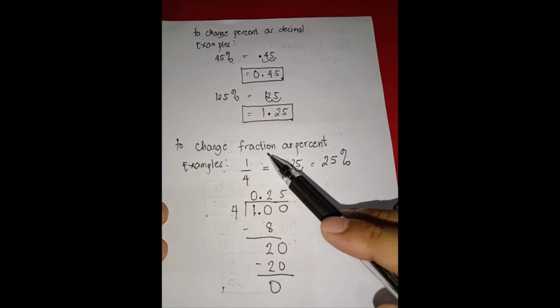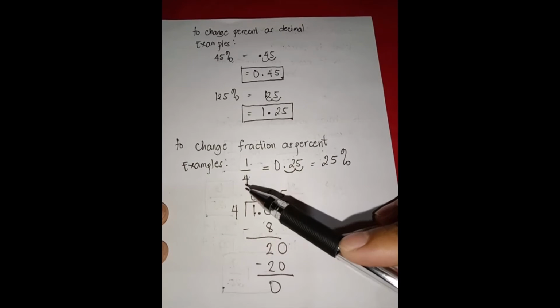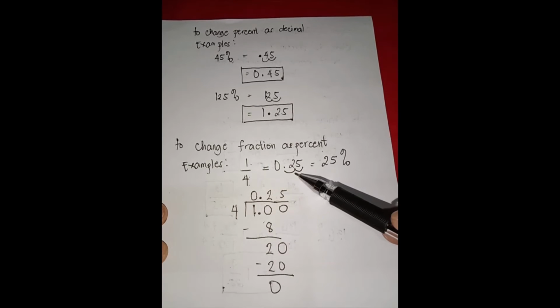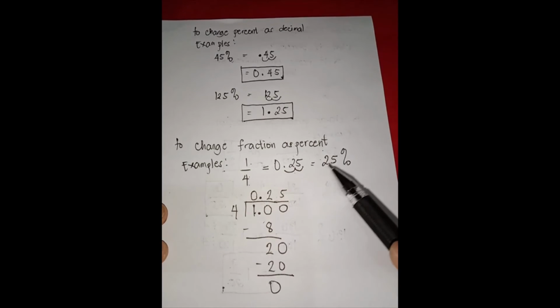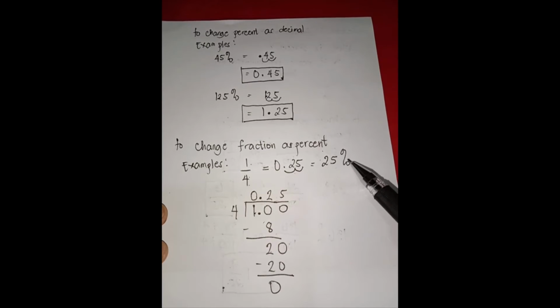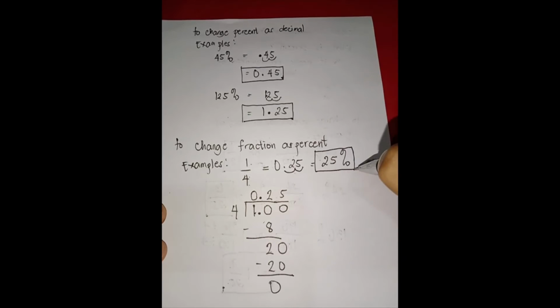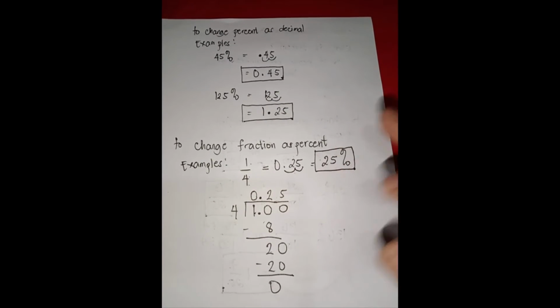So, to change a fraction to a percent, first, divide the numerator by the denominator. This is the procedure. So, this is the answer. And then, move 2 decimal places to the right. And then, since we have it already, we will attach the percent sign. So, this is the answer. Okay, so let's have another example.